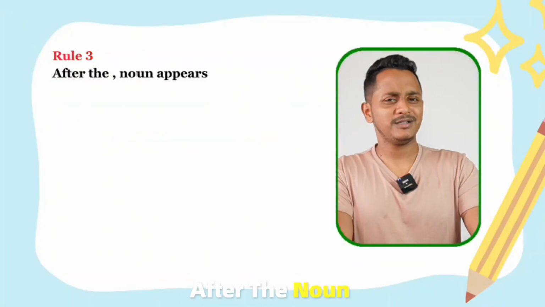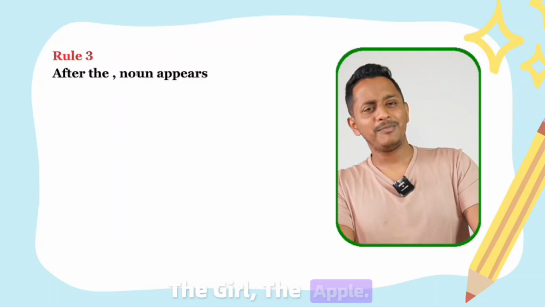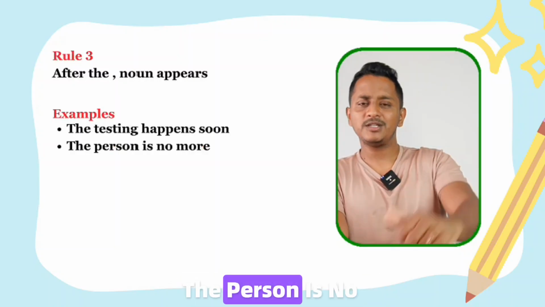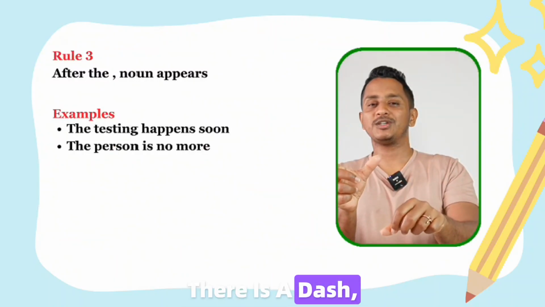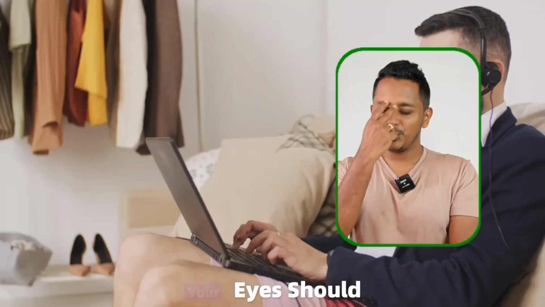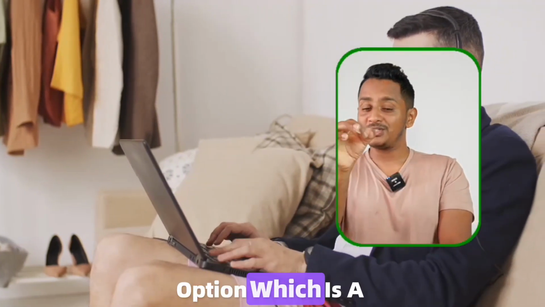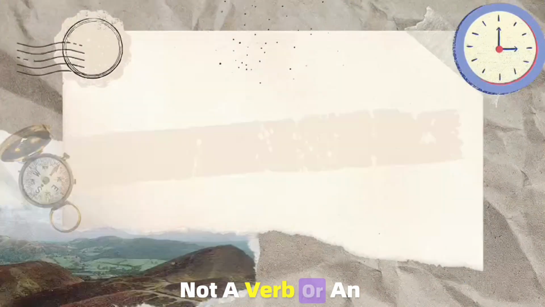After "the" appears, as in the boy, the girl, the apple, the testing happens soon, the person is no more. So after "the", if there is a dash, it has to be a noun. Your eyes should only go to that option which is a noun, not a verb or an adjective. Remember this.